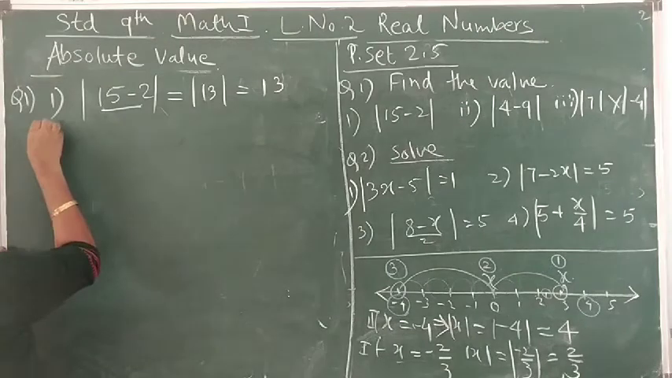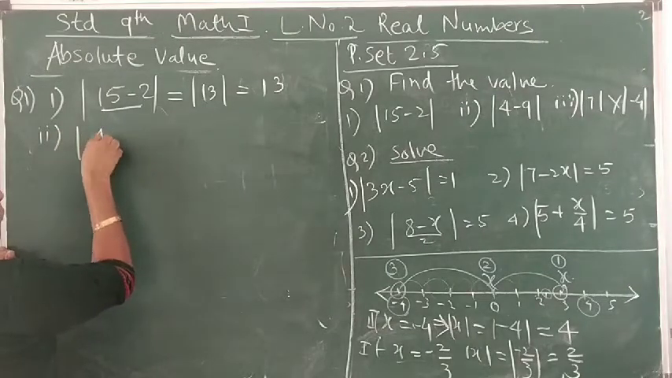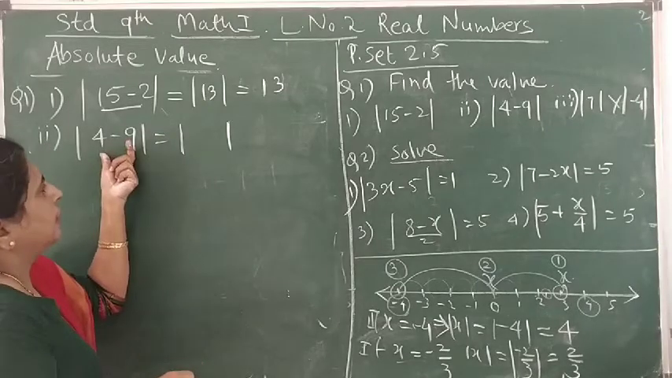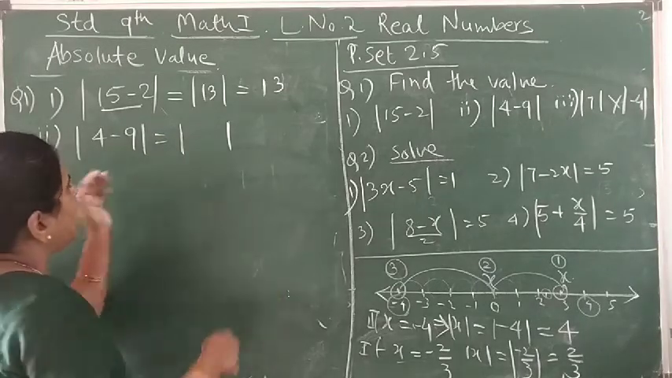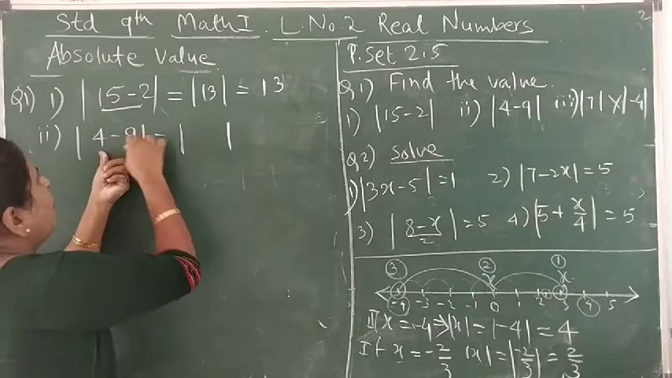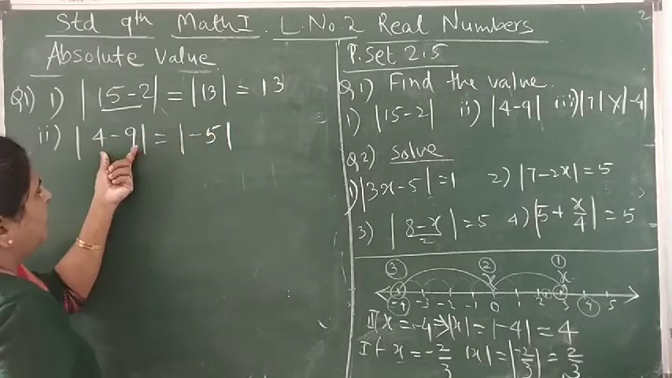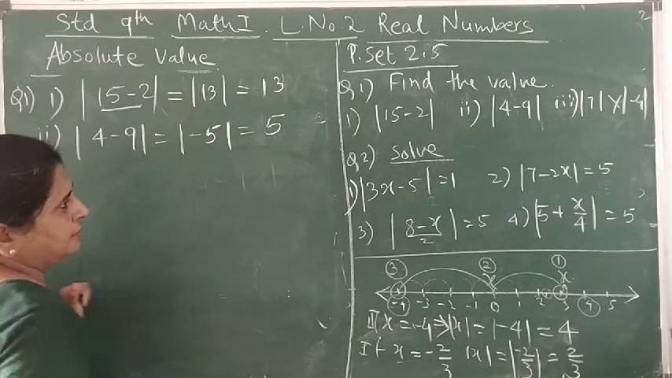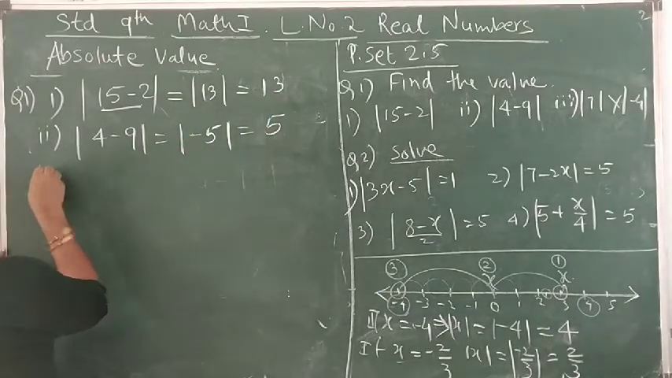Now see the second one. It's the absolute value of 4 minus 9. Now simplify this operation between the two vertical lines. So the absolute value of 4 minus 9. 4 minus 9 is minus 5. So what is the absolute value of minus 5? It is 5. Okay.